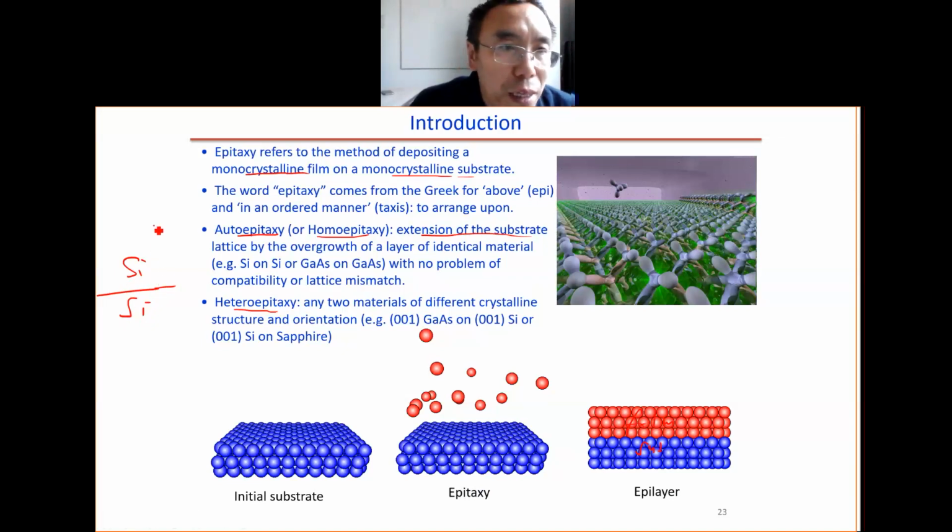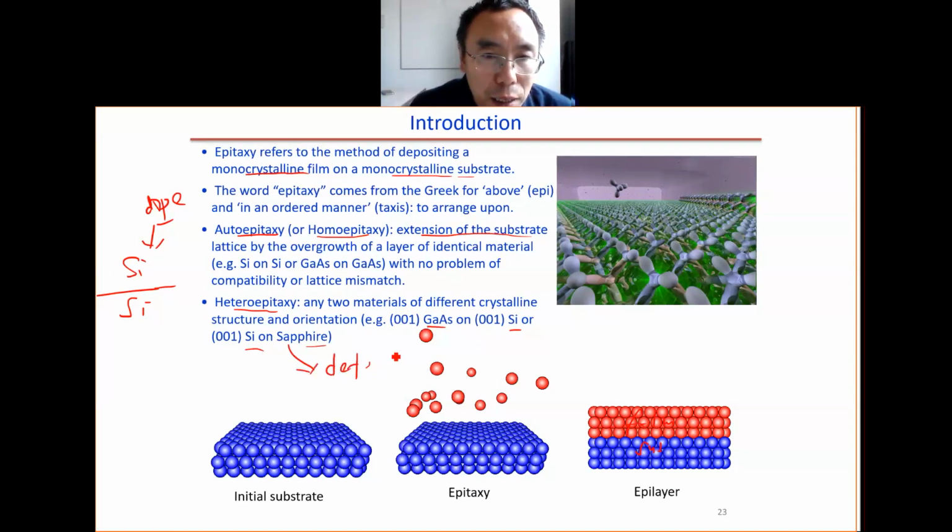This layer can be doped. The doping condition of this layer can be different from the substrate layer. Then we have very well controlled doping by this epitaxial process. For heteroepitaxy, for example, we can grow gallium arsenide on silicon, or we can grow silicon on sapphire. But this one has lots of crystalline defects because of the mismatch of the lattice.